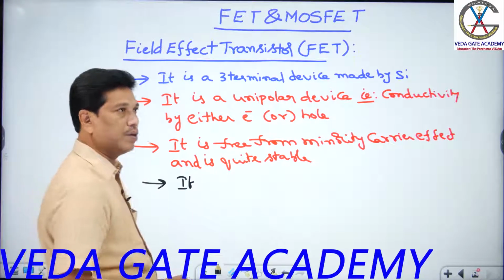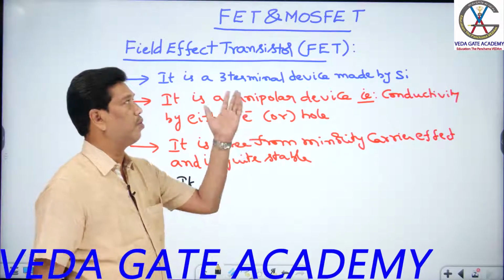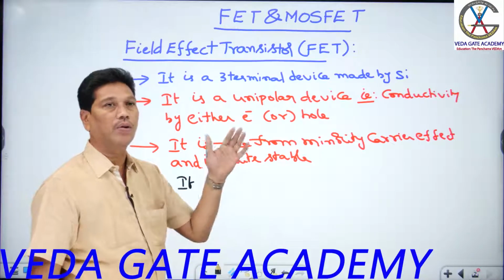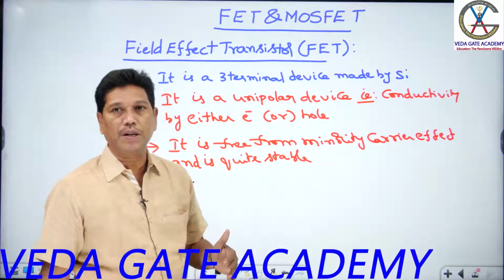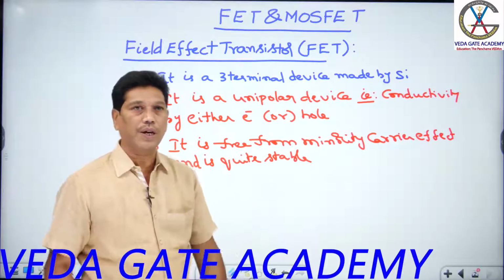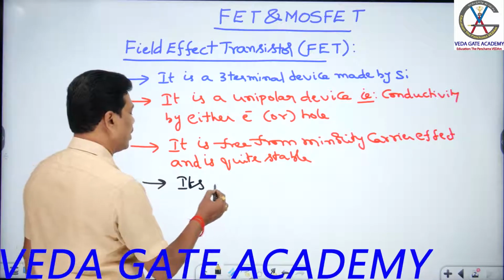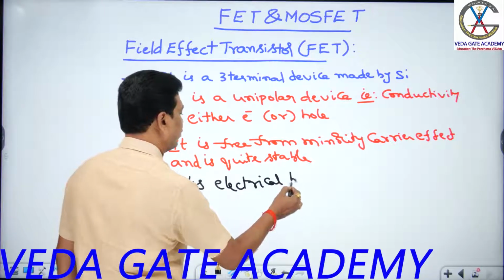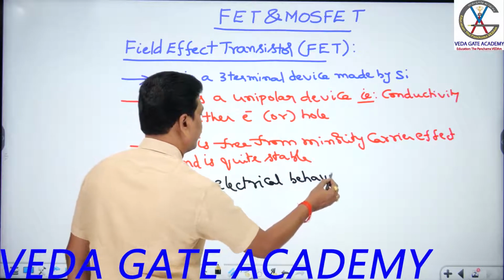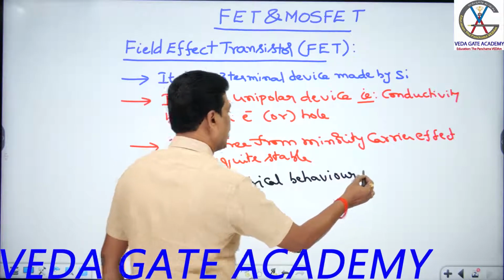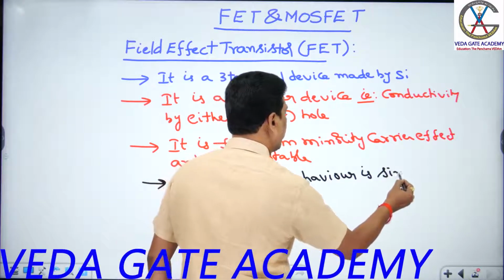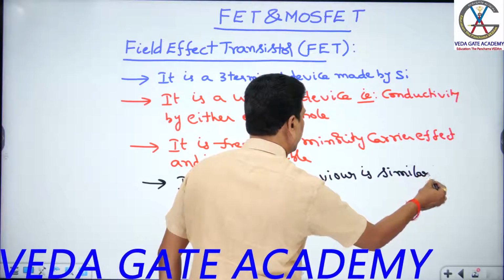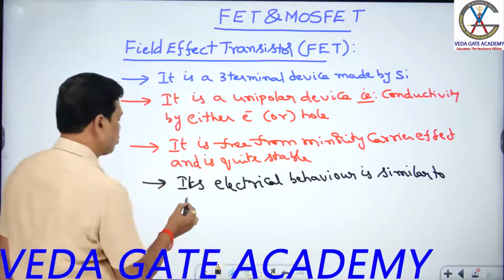Its behavior is nothing but the same as a pentode vacuum tube we can call. So the BJT is nothing but a triode vacuum tube we can say. Its electrical behavior is similar to a pentode vacuum tube, students.